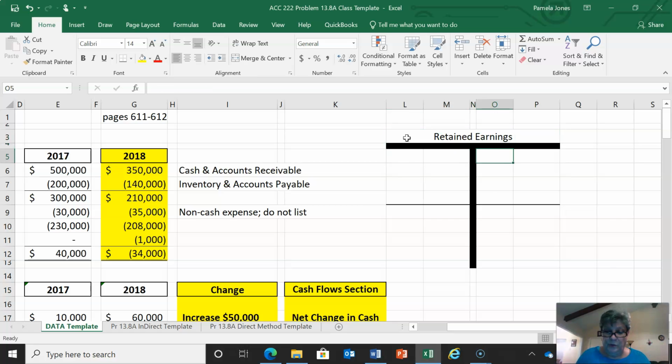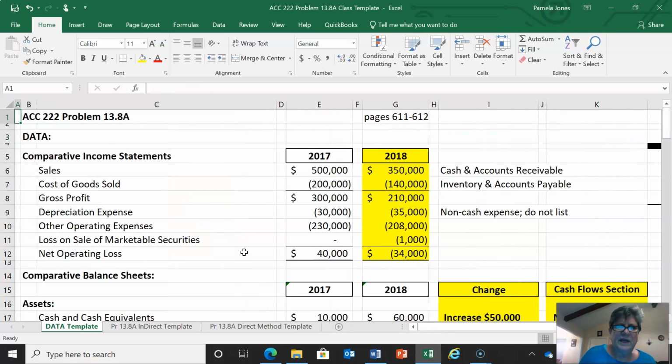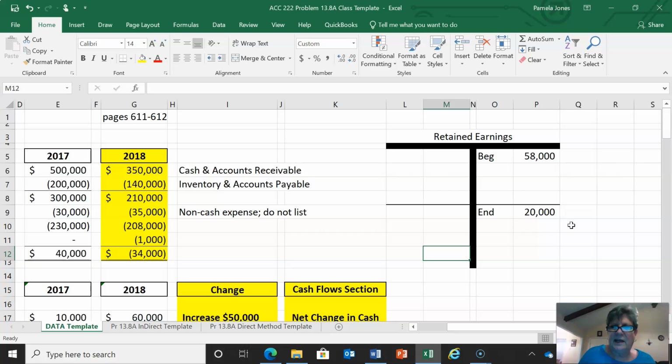Again, owner's equity account, so it has a credit balance. The beginning balance of retained earnings was $58,000, and the ending balance of retained earnings was $20,000. Beginning retained earnings plus net income, but remember, we had a loss, a net operating loss. So that net operating loss would reduce retained earnings. When we close it out, it'll be a debit to retained earnings.